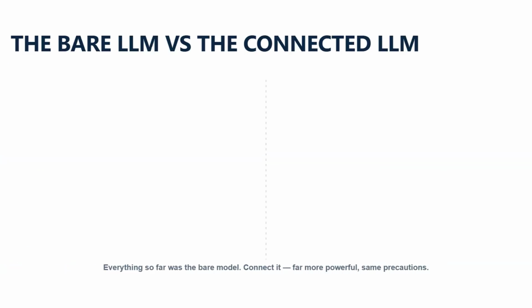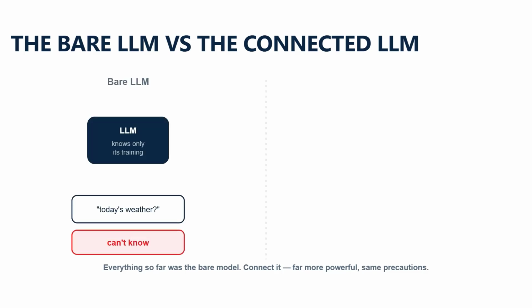Now, one honest reframe before we finish, because I do not want to leave you thinking this thing is weak. Everything we have said, the slips and the language-only strengths, describes the bare model on its own. Here is the everyday proof. Ask a plain chatbot what the weather is right now, and it cannot actually know. That was not in its training. Left to itself, it either tells you that, or it just guesses one from the text it was trained on.